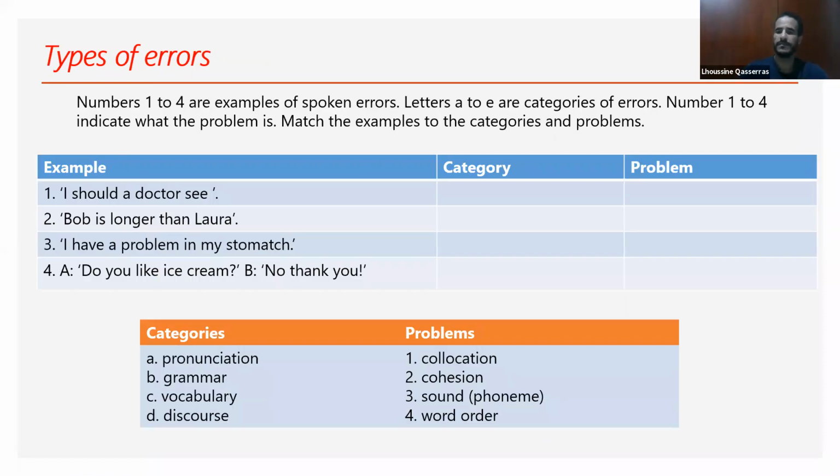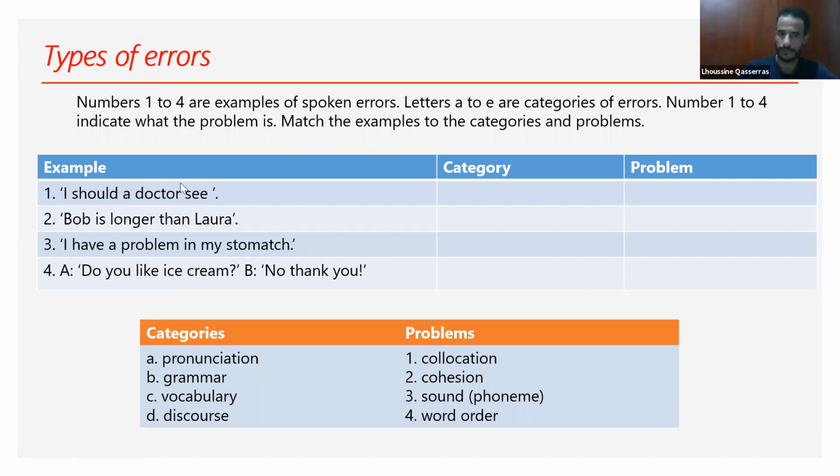So look here. These are some types of errors, like pronunciation problems, grammar problems, vocab problems, discourse, etc. Now here, numbers 1 to 4 are examples of spoken errors. So letters A to E are categories of errors. Numbers 1 to 4 indicate what the problem is. So match the examples to the categories and problems.